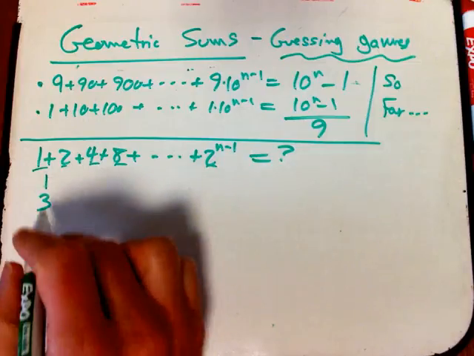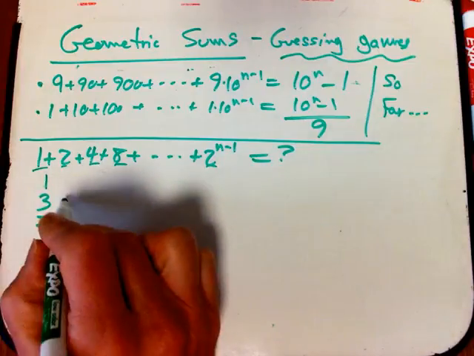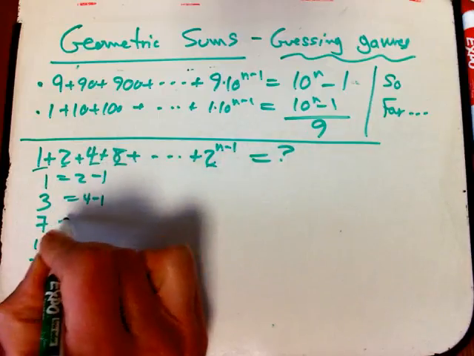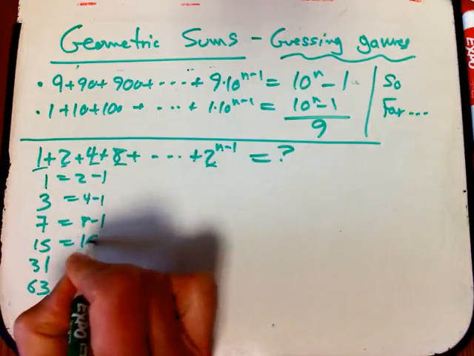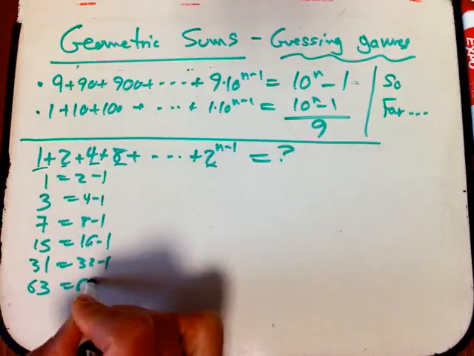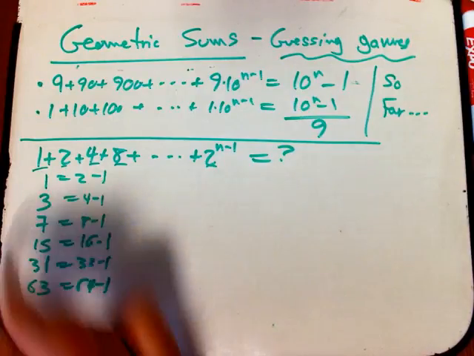Oh, wait a minute. This is 1 less than that. Oh, and this is 1 less than that. This is 8 minus 1. This is 16 minus 1. This is 32 minus 1. This is 64 minus 1. I think we've got our answer.